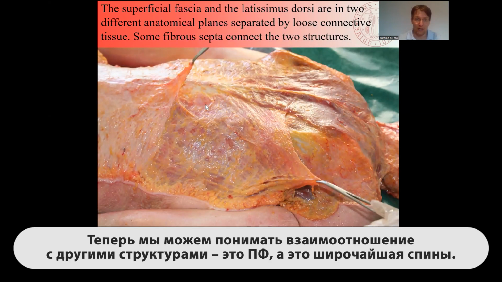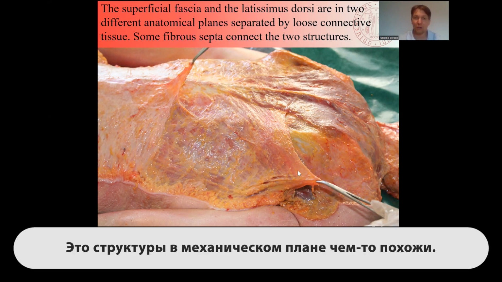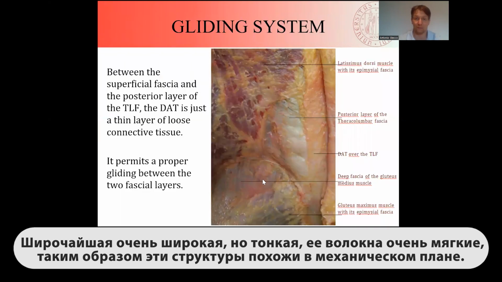So now we can understand also the relation with other structures. This is the superficial fascia, this is the latissimus. You see, at the end of the day, latissimus dorsi is not as resistant as the superficial fascia. The two structures are quite similar. Latissimus is very wide, but it's very thin, and the muscle fibers by themselves are very soft. So at the end of the day, it is not as strong a structure, but it is similar as a mechanical property to muscle, as latissimus dorsi.